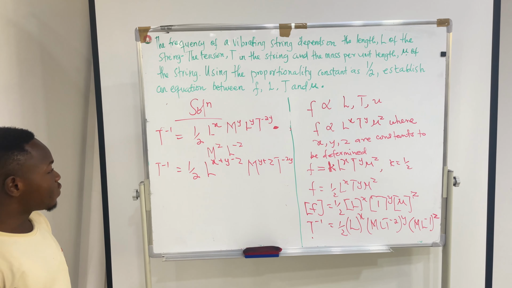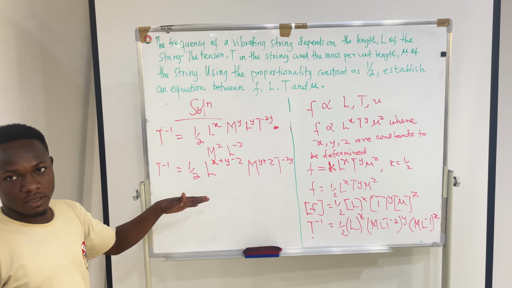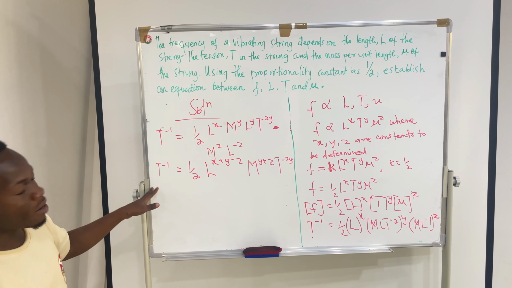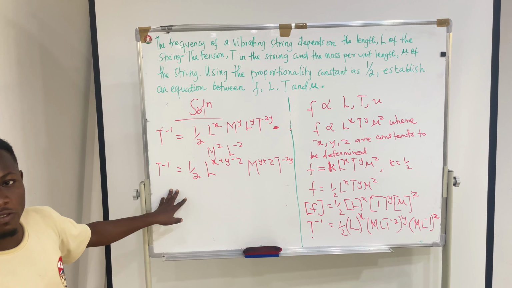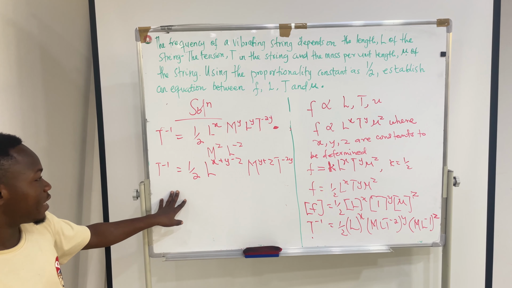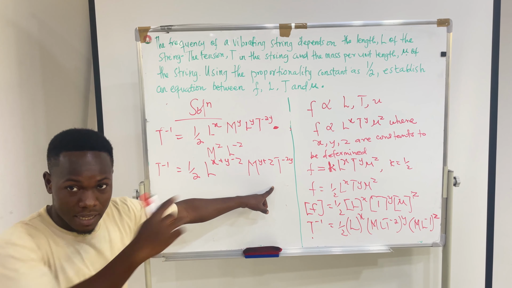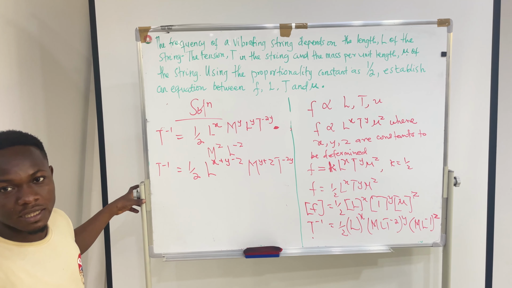So what I'm going to do to find my x, y, and z is that I'm going to compare. Remember that if this equation is correct, then the dimension of the left hand side must be equal to the dimension of the right hand side. And now we've written the equation in terms of dimension. So if that is the case, then if you take the individual dimensions at the left hand side and the right hand side, their exponents should be equal.